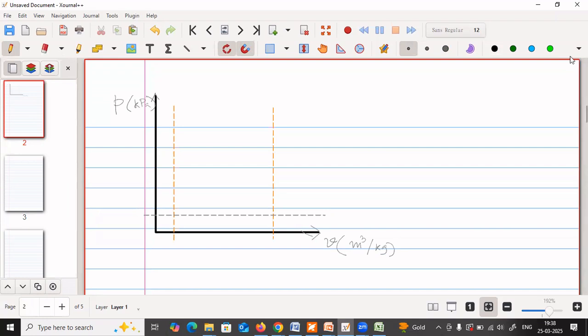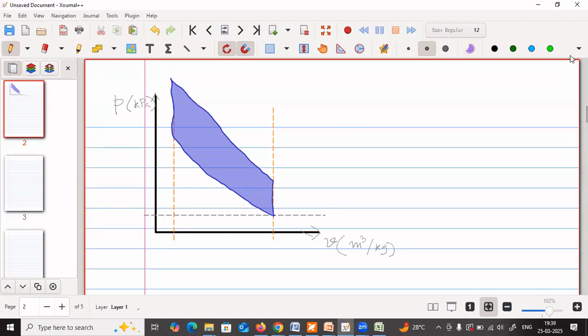Here now we will draw the PV diagram. So the PV diagram will be like this. Now we will try to draw the PV diagram from this point. So it is the compression process. Next is the heat addition process. Next is the expansion process, and finally it is the heat rejection process.